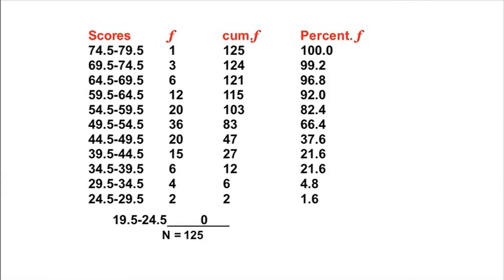Now, we will calculate the cumulative percentage frequency. As I told you a few seconds back, for the class interval whose cumulative frequency is 2, 2 upon 125 into 100 is 1.6. Next is 6, 6 upon 125 into 100 is 4.8. Next, 12 upon 125 into 100 is 9.6. Likewise, you will determine the cumulative percentage frequencies of all the class intervals.